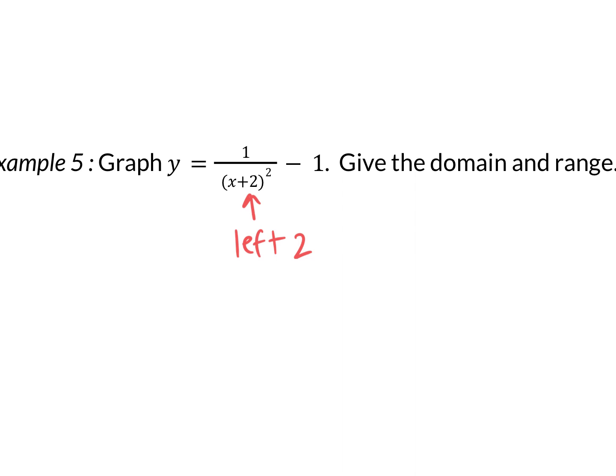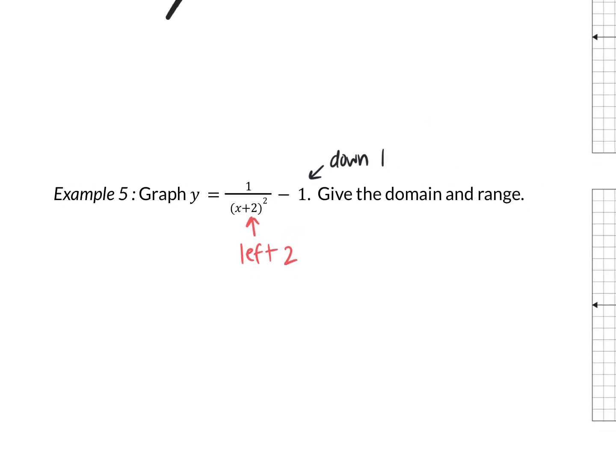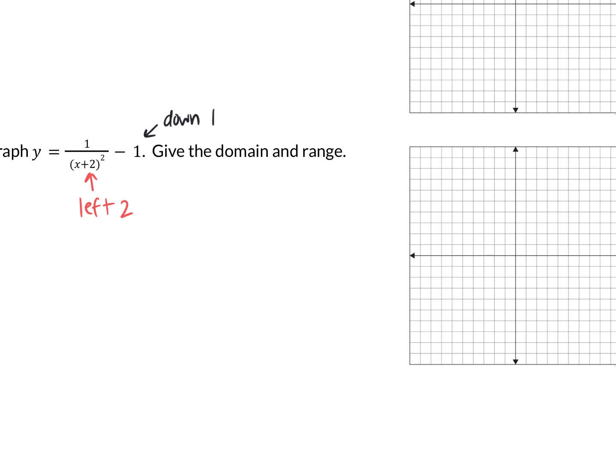And then that negative 1, that is going to be what kind of shift? A vertical shift down 1. Okay, so my asymptotes are going to shift left 2, down 1. I always like to draw those in first. So I'm going left 2, so that means I'm at the line x equals negative 2 specifically, and I am at the line y equals negative 1 for my horizontal asymptote.